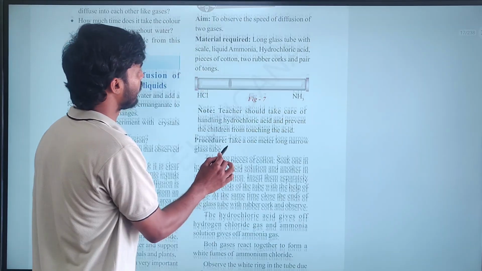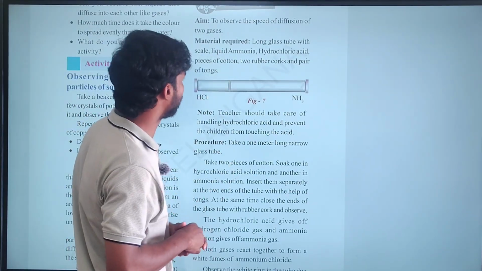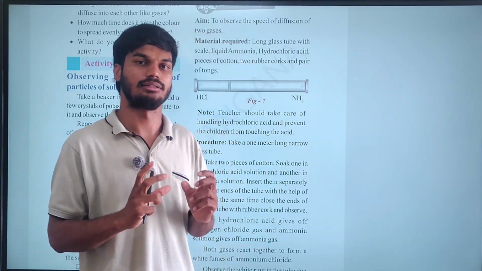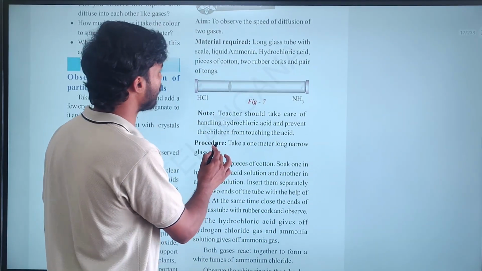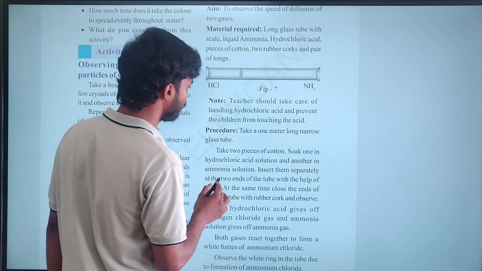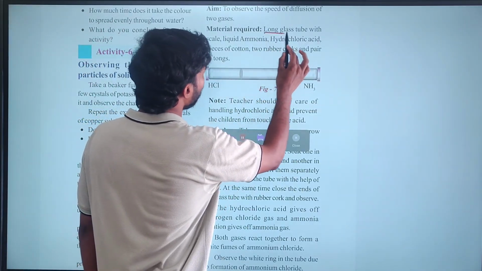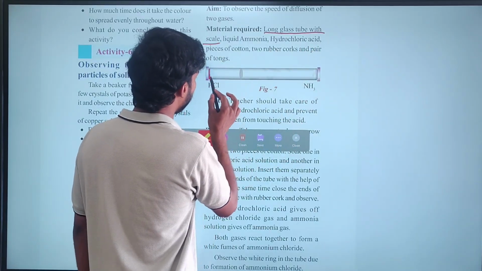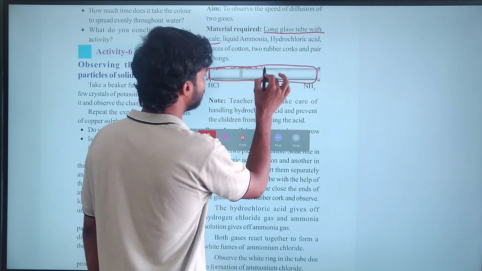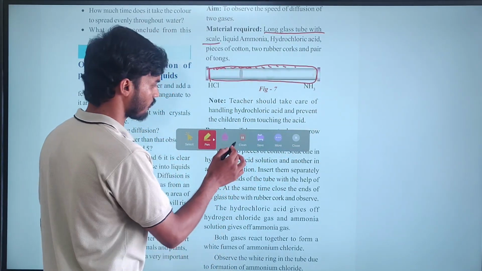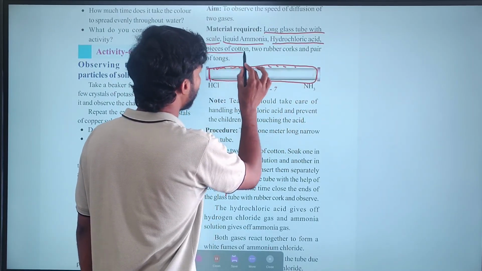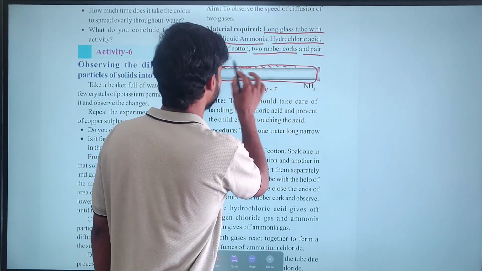So to observe the speed of diffusion of two gases, the diffusion of the gases will depend upon the substance. What are the materials required? Take a long glass tube with a scale, one meter long, with a measuring scale on it, a transparent glass tube. Next, liquid ammonia, hydrochloric acid, pieces of cotton, two rubber corks and a pair of tongs.